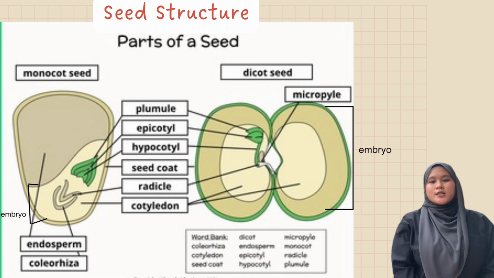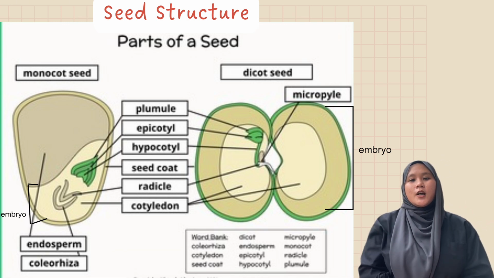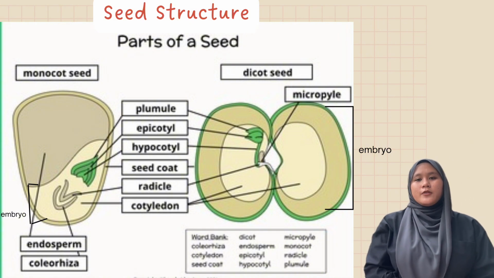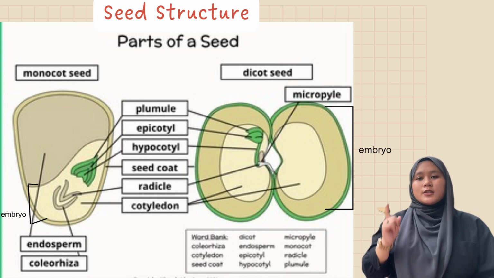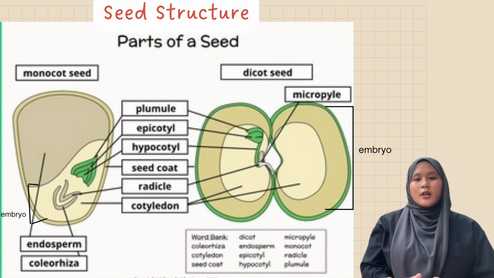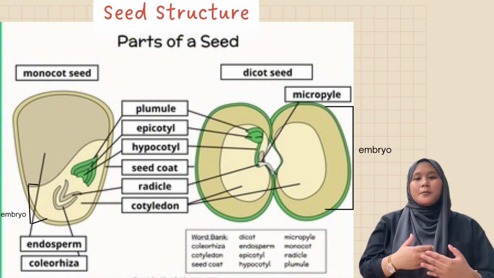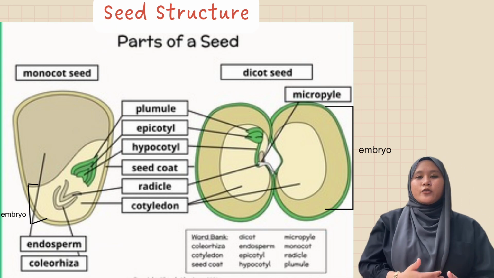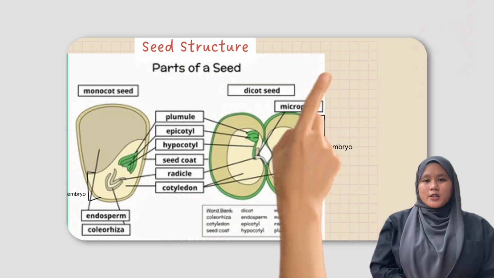Let's focus on the center label showing what they have in common. Both contain a fusiform embryo consisting of a plumule which develops into the first leaf, an epicotyl and hypocotyl for stem development, a radicle which forms the primary root, and a seed coat for protection. We also see the micropyle, a tiny pore in the seed coat that plays a vital role by allowing water absorption to kickstart the germination.